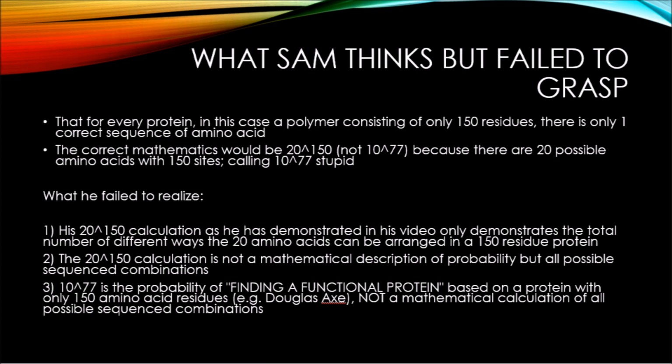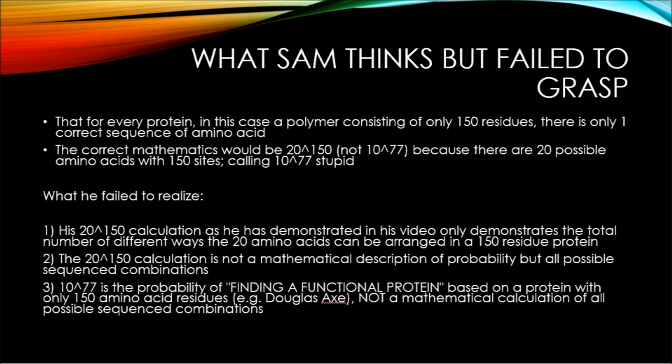Actually, Sam, you need to pay attention more to the math you used there. But just to clarify, nowhere in the video did I even talk about how many possible ways there are for amino acids to randomly arrange in a given protein, which is what he thinks I did in the original video. The problem with his argument is that he confused combinatorial calculation with probability. His 20 to the power of 150 calculation is actually nothing more than a combinatorial calculation of all possible different ways the amino acids can be arranged in a 150 residue peptide chain.